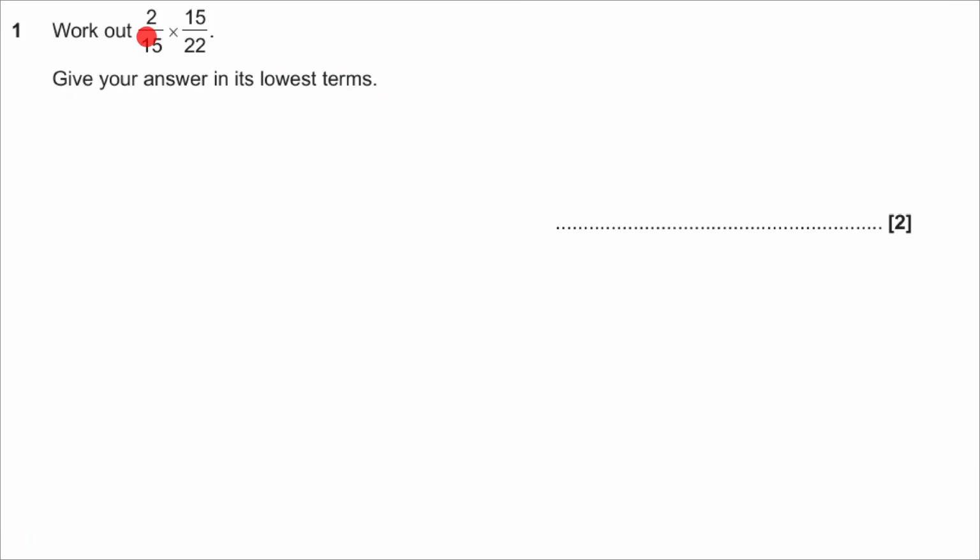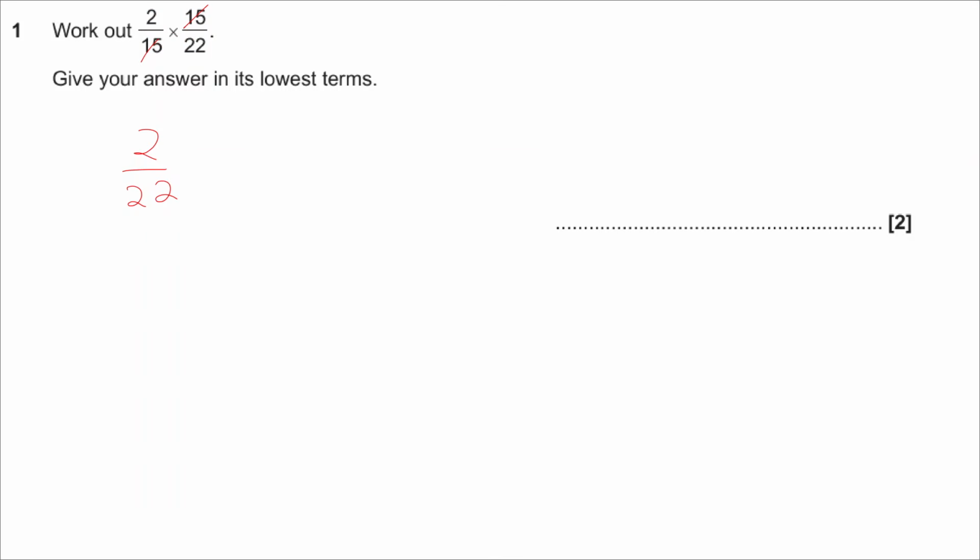Question 1, you've got to work out 2/15 times 15 over 22, give your answer in its lowest terms. Now here, we want to be able to do this efficiently. We've got to recognise that you can cancel the 15s up here and down here because it's cross cancellation. You're timesing, so you're simply going to be left with 2 over 22.